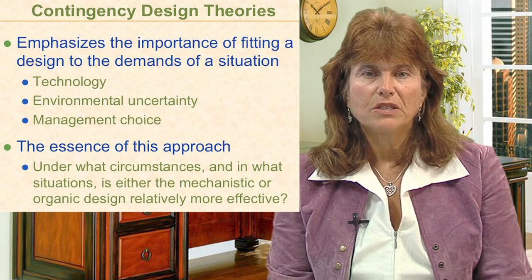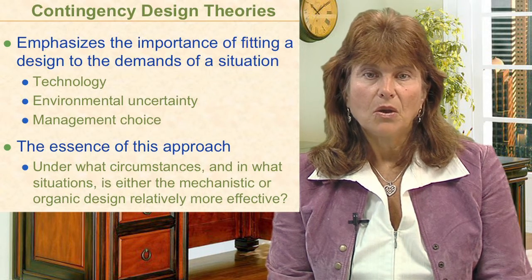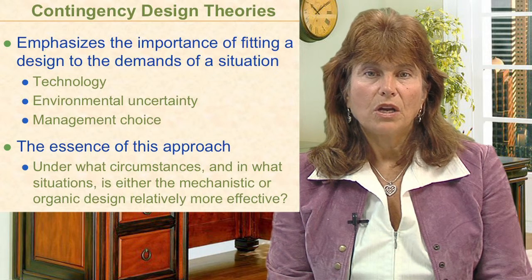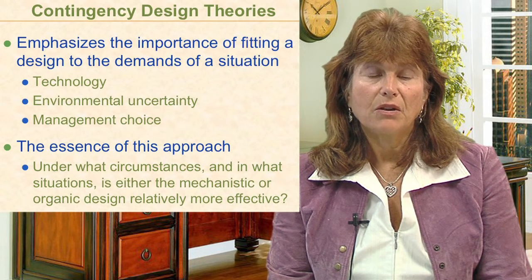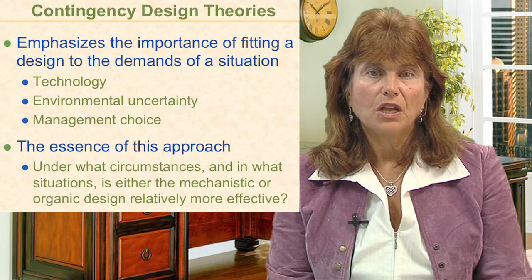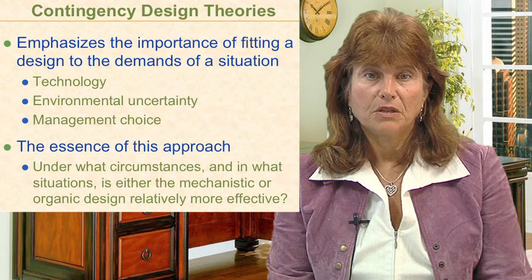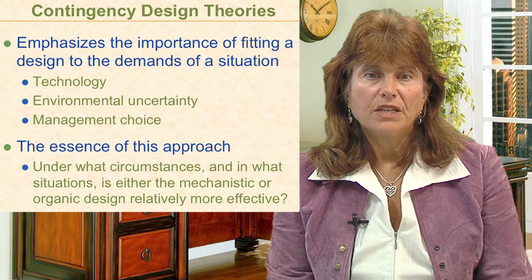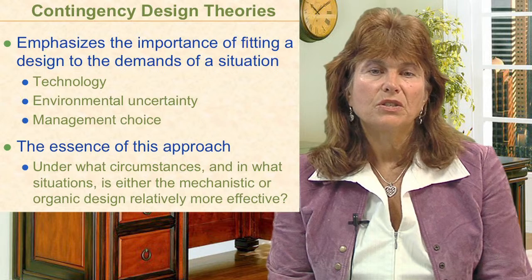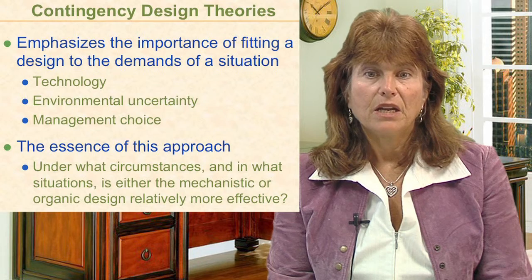Moving to contingency designs, we say we're going to design an organization based on a particular situation, where we want to fit the design to the demand of the situation. This might be what kind of technology we have available, what kind of environment we're in, and also it might be management choice. You might see that organizations that do a lot of business with certain clients tend to structure their organization based on the structure of their clients. This is another example of a contingency model. The essence of this approach is to take a look at under what circumstances and situations we might decide to have a mechanistic or organic model based on which is more effective.